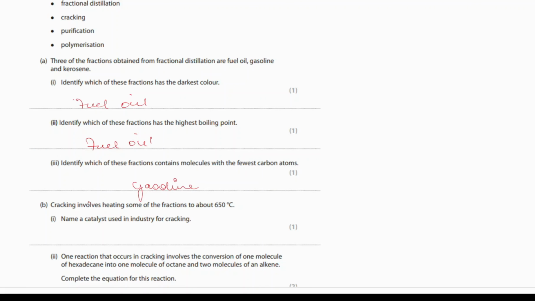Cracking involves heating some of the fractions to about 650 degrees Celsius. Name a catalyst. Oh, I didn't tell you the name of the catalyst. What is the catalyst that we use in this one? It's usually aluminum oxide or silicon dioxide. Okay, Al2O3 or SiO2. So it can be silica or it can be alumina, Al2O3.